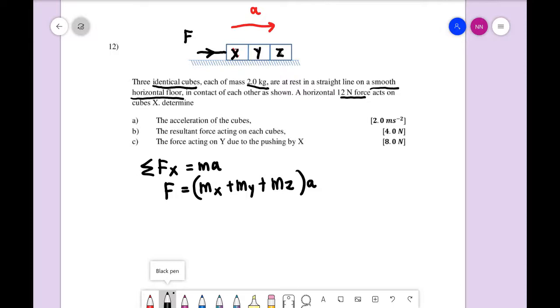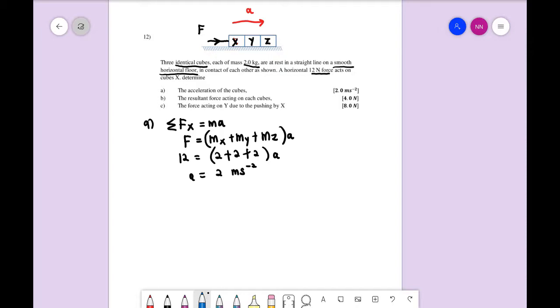So you can substitute force F, 12 Newton, mass X is 2 kg, Y 2 kg, and Z 2 kg, because they are identical and have the same masses. Acceleration is the unknown that you have to find. So acceleration equals 12 over 6 equals 2 meters per second squared. Okay, this is question A.